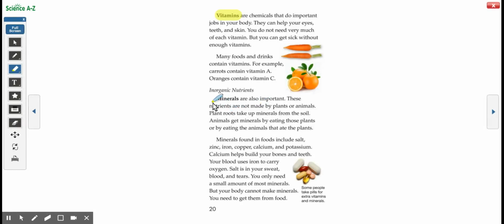All right. Then we also have minerals. So we can get the minerals because plants take it up in their roots. So the plants absorb the minerals from the ground, and then we eat the plants. That's how we get minerals. So you might have heard that you need salt. And yes, salt is a mineral. It's a rock. So when you put salt on your food, you're really putting a rock on your food. But you need it. Zinc, iron, copper, calcium, and potassium. Those are all things that we need.